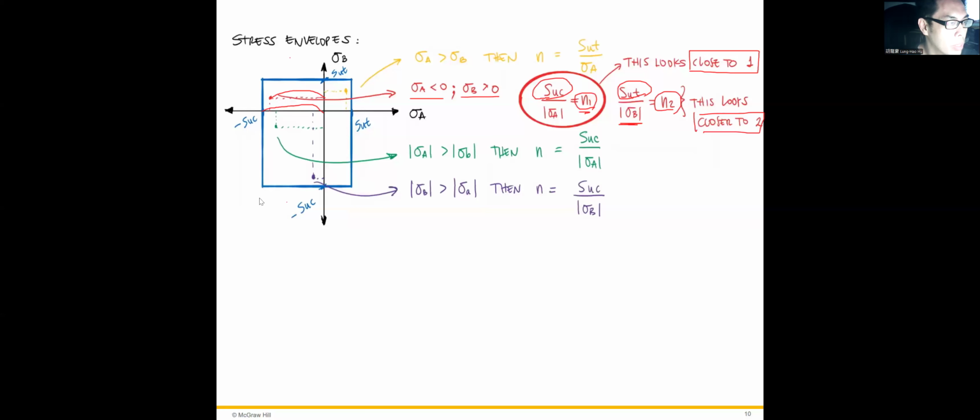The same thing if we look at the tensile side. This SUT distance, and for sigma B in the second quadrant, it's this distance. Therefore, SUT divided by sigma B looks like 2 or higher than 2. You know what I'm saying? We just evaluate from the stress envelope.